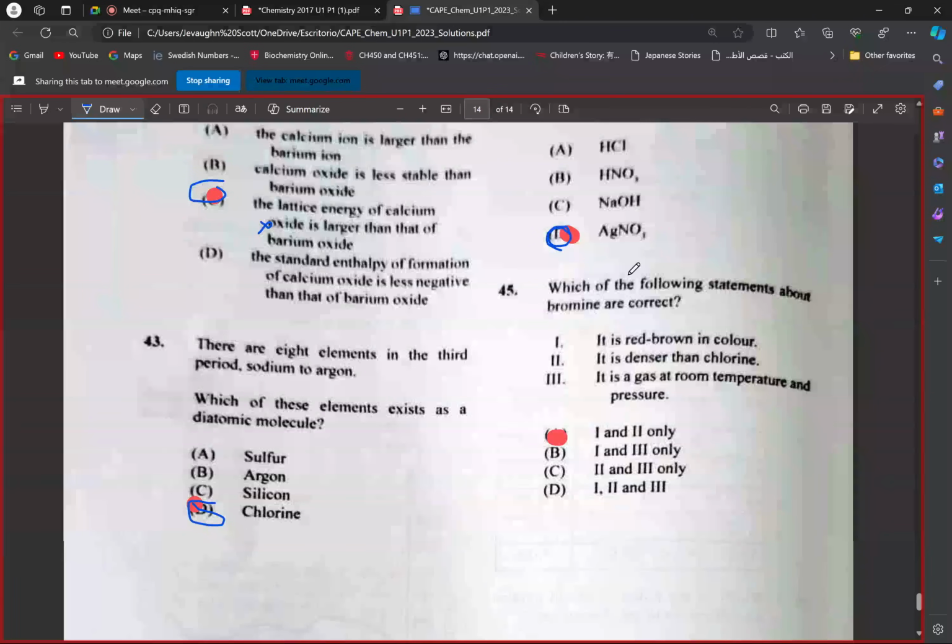Which of the following statements about bromine is correct? Is that a red brown color? Yes. It is denser than chlorine? Yes. It is a gas at room temperature and pressure? It is a volatile liquid, not just a gas. So A is the best answer. And that is that for the 2023 Chemistry Unit 1, Paper 1.